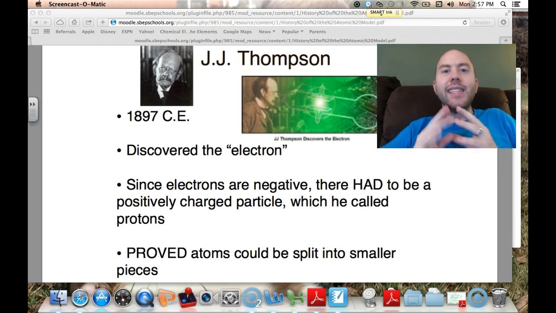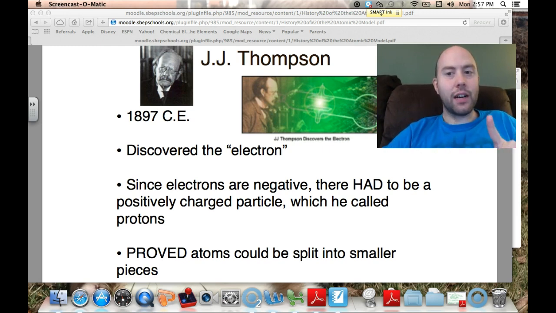Now, besides that, since he found a negative electron, he knew there had to be a positive charge as well, which he dubbed the proton. But he did not discover protons at all. A guy named Goldstein discovered the proton. But J.J. Thomson came up with the idea that if I have a negative charge and atoms are neutral, there has to be a positive charge. So they knew there was a positive charge somewhere, but he didn't know where. But J.J. Thomson, 1897, discovered the electron, which proved atoms could be split into smaller pieces.